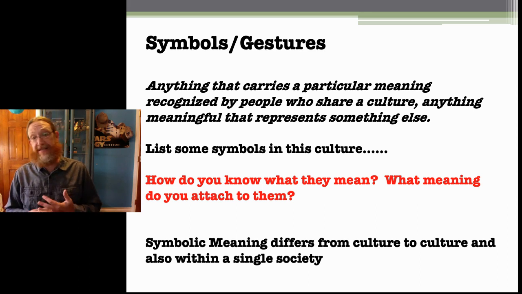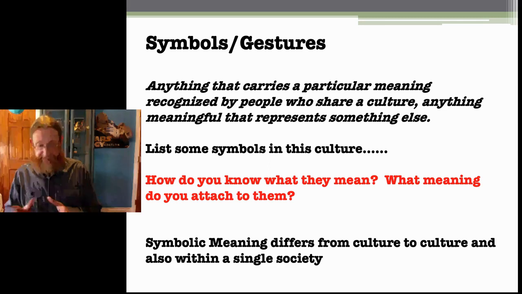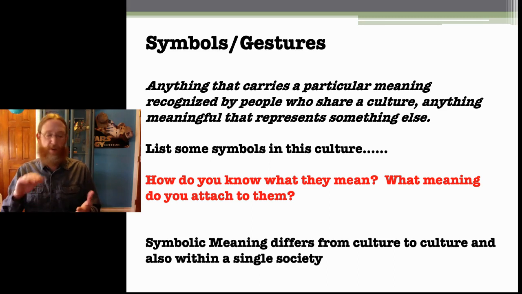Because we understand that symbolic meaning differs from culture to culture and also within a single society, depending on who you are, where you're at, how you grew up. And from culture to culture, we've really got to be careful with symbols and gestures because this, for us, is a great job. In some cultures, that's the middle finger, right? And we know that that doesn't mean this, okay? So knowing what culture you're in and what those symbols mean is really important.